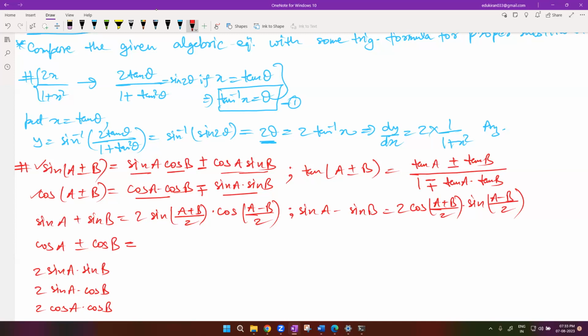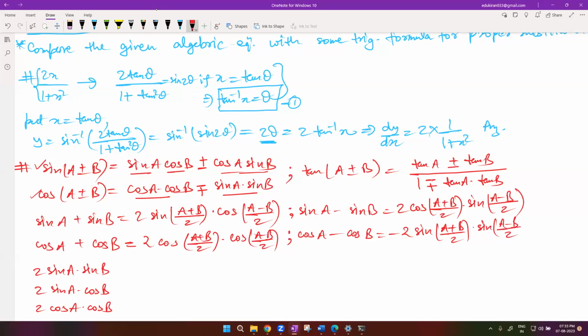So first, cos A plus cos B will be 2 cos A plus B by 2 into cos A minus B by 2. Simple, right? While you apply cos A minus cos B, then the answer will be minus 2 times sine of A plus B by 2 into sine of A minus B by 2. So both the formulae are like that.